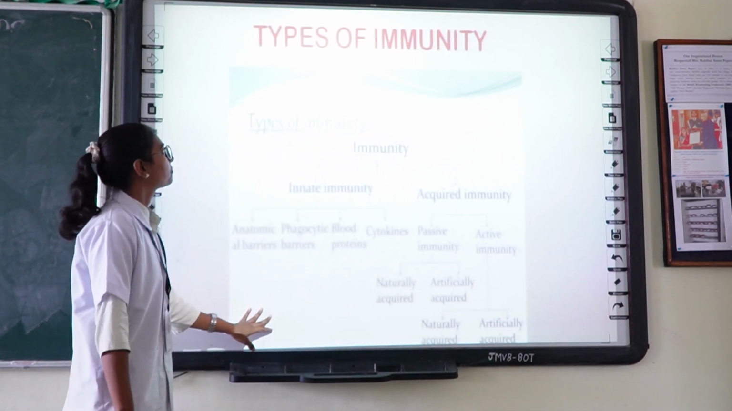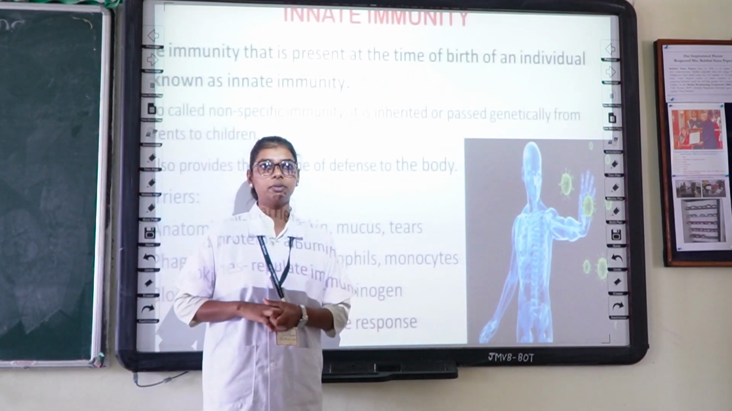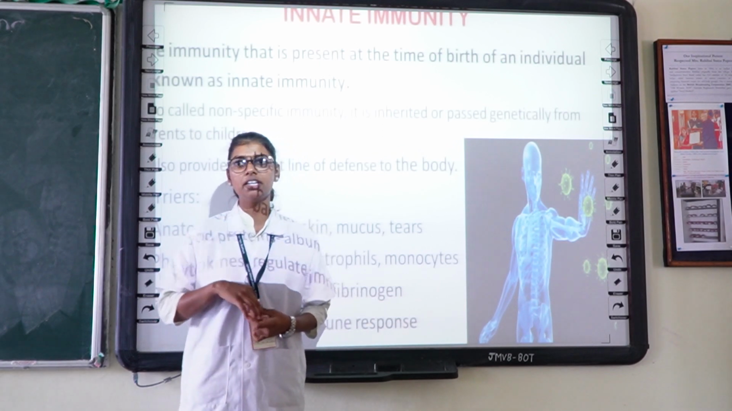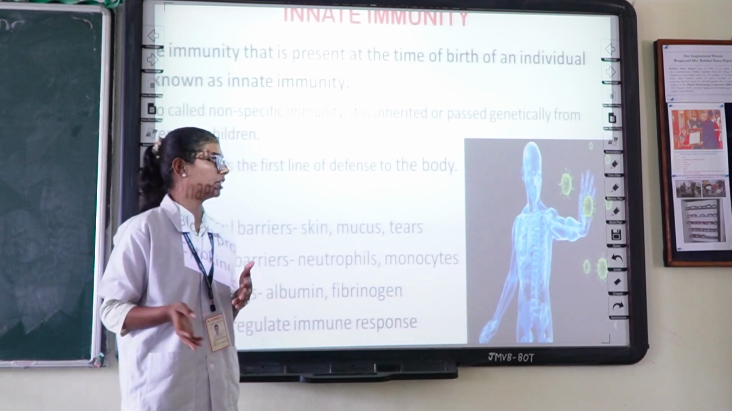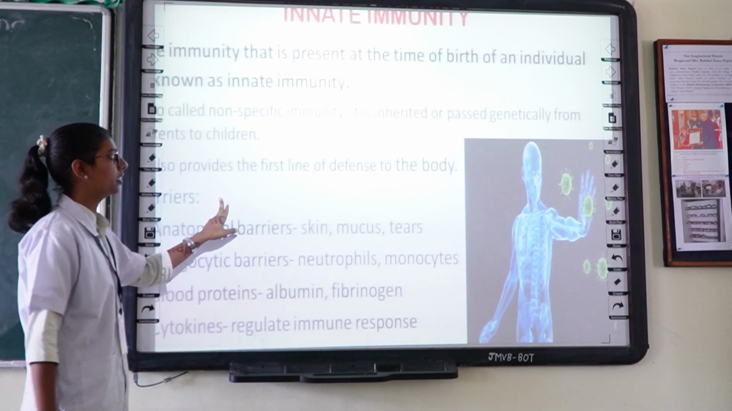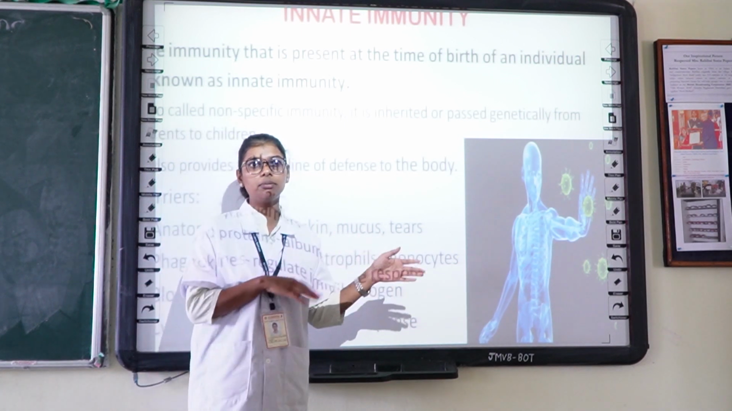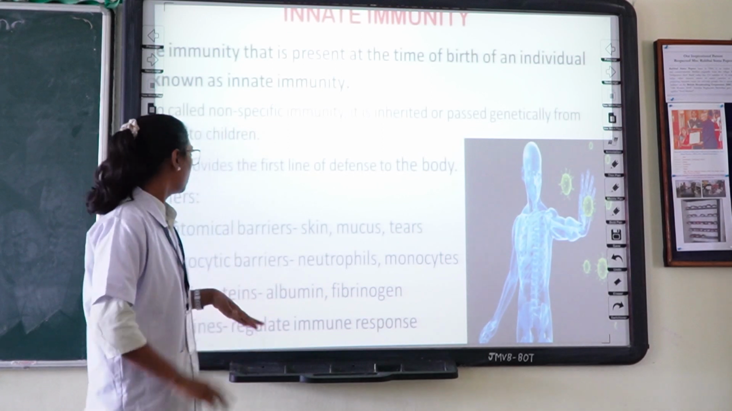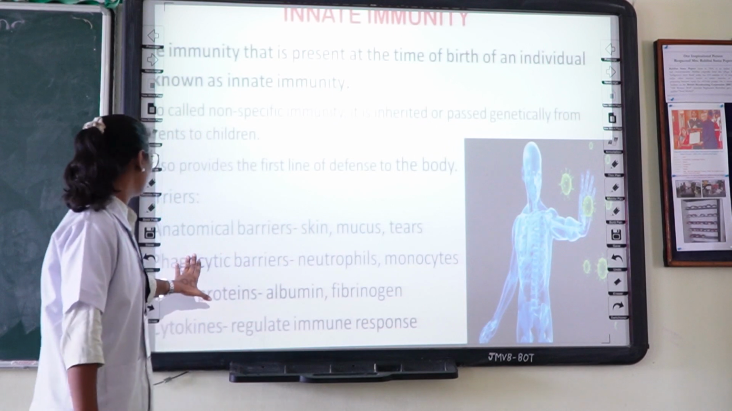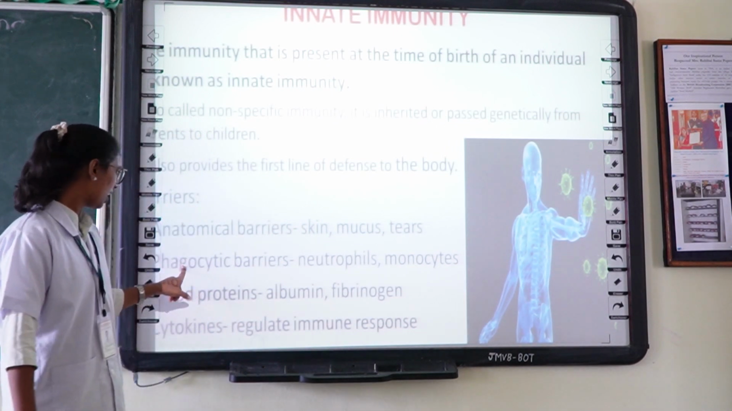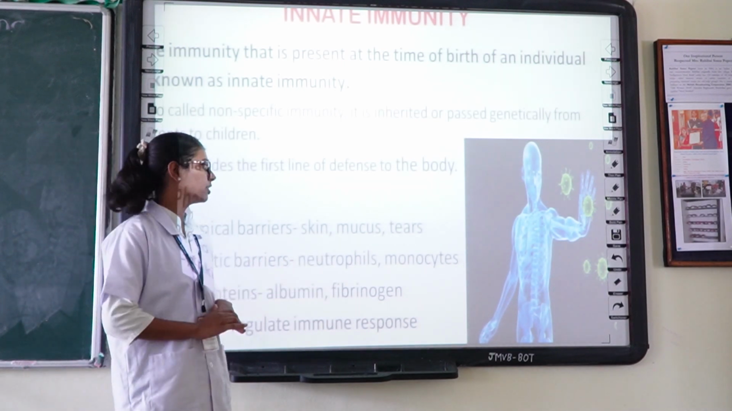Next slide please. Next, we will see innate immunity. Let's begin with innate immunity. Innate immunity is the immunity which we get from birth, or which is transferred from the mother through the placenta to the fetus. It is not specific immunity. In this immunity, hereditary characteristics of the mother are directly passed to the fetus. It is also known as the first line of defense of the body, and there are barriers, as I already told. First are the anatomical barriers, which include the skin, mucus and tears.